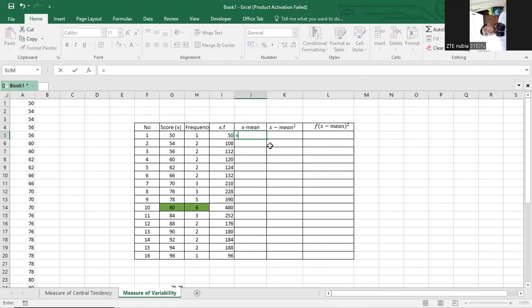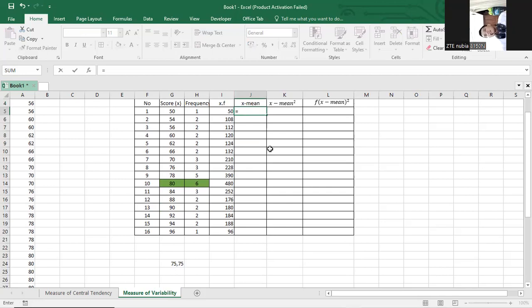And for the column X dikurangi min, maka apa yang harus kita lakukan adalah mengurangi jumlah yang ada pada skor X di sini, atau data yang ada di skor pada tabel skor, dikurangi dengan min. Dan jangan lupa untuk minnya kita absolutkan supaya dia tidak ngeblok ke bawah, seperti yang skor. And we drag it, and we found the X kurangi min.